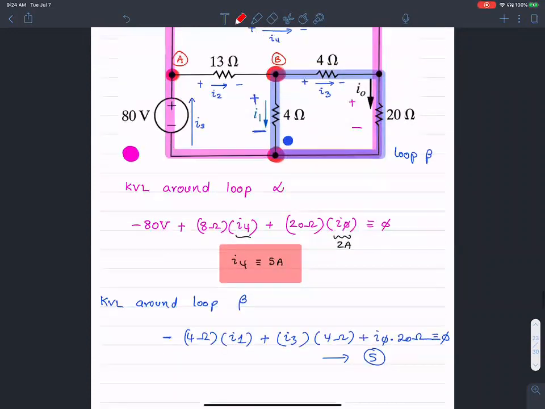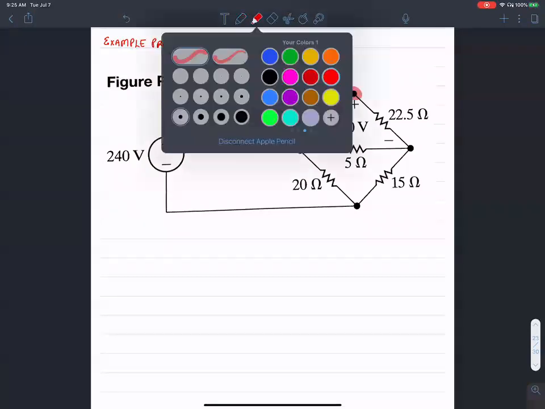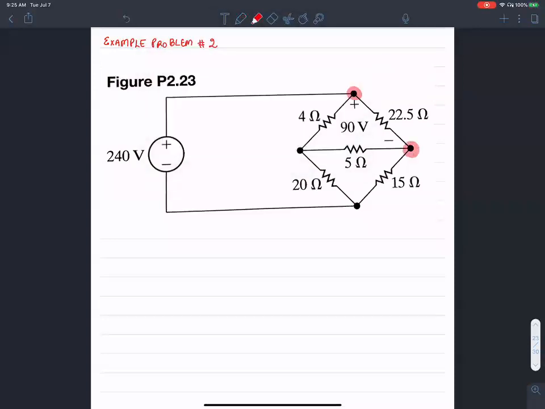Okay, so let's solve another problem here, solving the circuit. This is given to be 90 volts. The 22.5 ohm resistance drops a voltage of 90 volts. The first thing I'm going to do is to identify some nodes. I'm going to call this node A, node B, node C, node D.